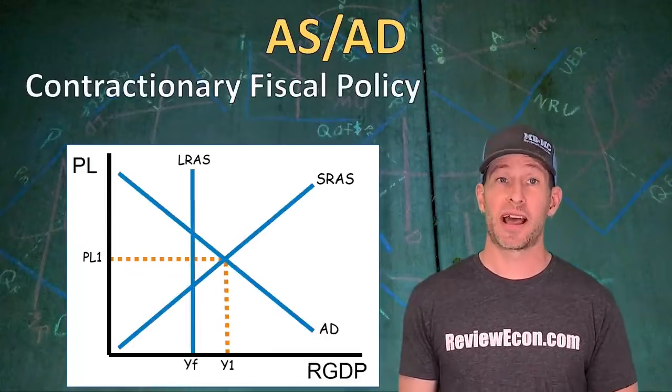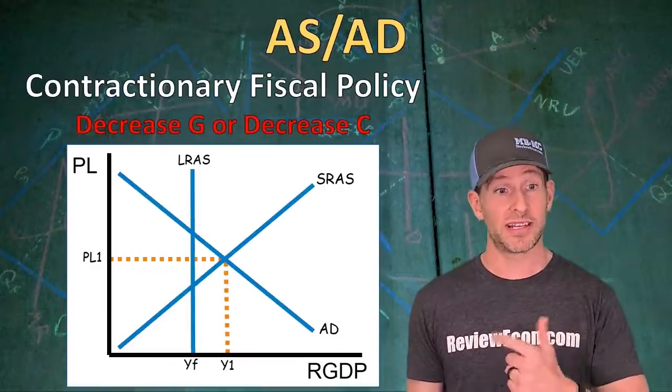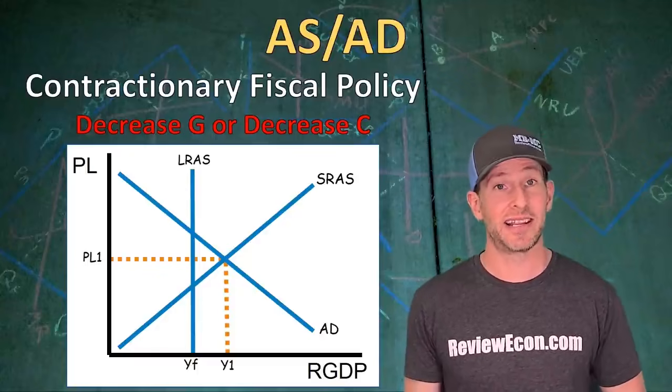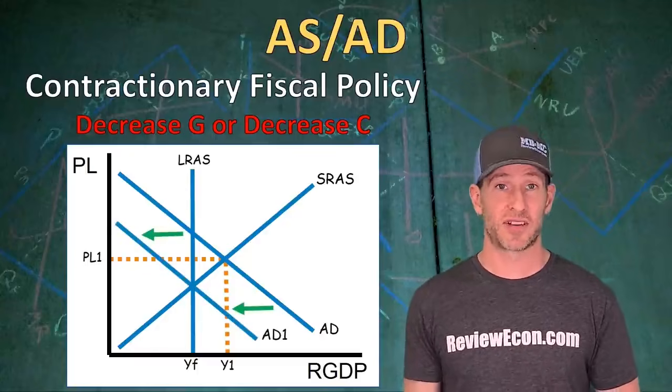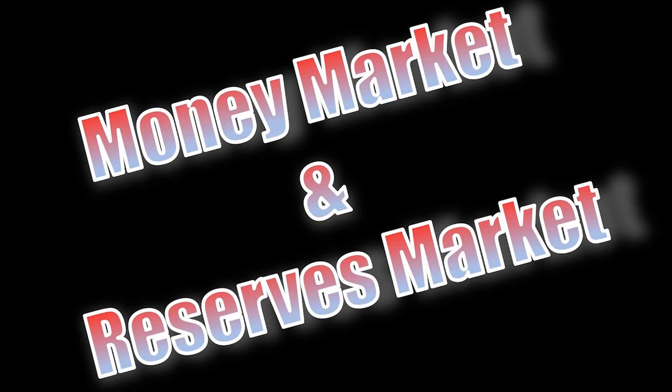If, on the other hand, we have an inflationary gap, the government could increase taxes or decrease government purchases. That would decrease G or decrease C, and that would result in a leftward shift of that aggregate demand curve, restoring full employment output again.